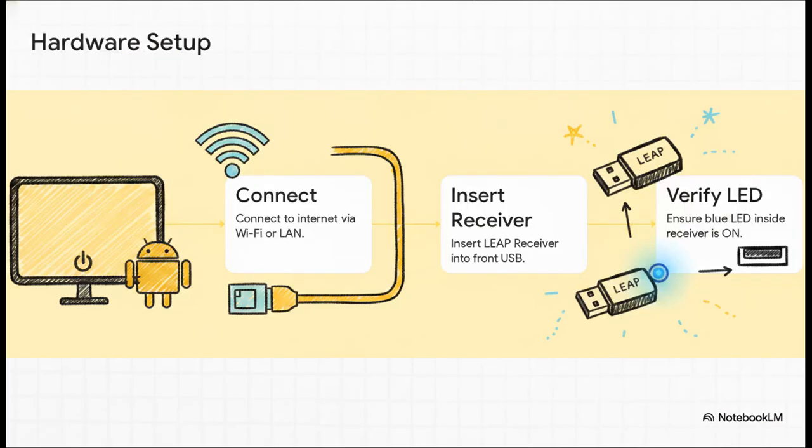Okay, getting the hardware connected is step 1, and it's actually just 4 simple steps. First, fire up your interactive flat panel, your IFP, and make sure it's in Android mode. You'll know because you'll see the standard Android home screen. Step 2, connect to the internet. Either Wi-Fi or a LAN cable works perfectly. Step 3, grab your Leap receiver and plug it straight into one of the front USB ports. And step 4, just take a quick peek inside that receiver to verify the blue LED light is on. That nice little blue glow, that means you're physically good to go.